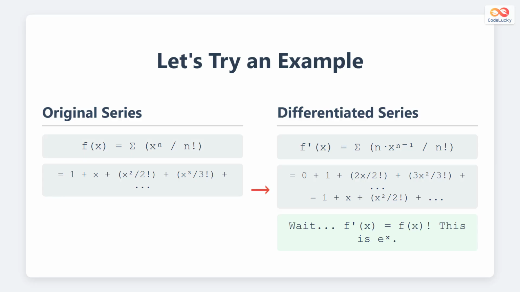Let's look at a famous example, the power series for the exponential function, e to the x. This series is the sum of x to the n divided by n factorial. When we differentiate this term by term, we get the sum of n times x to the power of n minus 1, all divided by n factorial. After simplifying each term, we find that the resulting series is exactly the same as the one we started with. This confirms the well-known fact that the derivative of e to the x is itself e to the x.